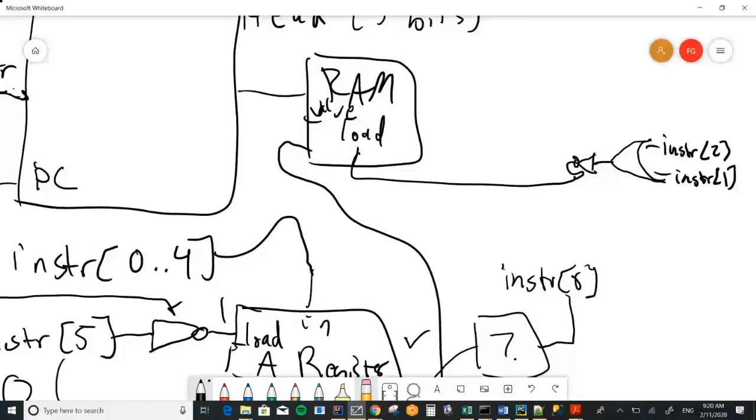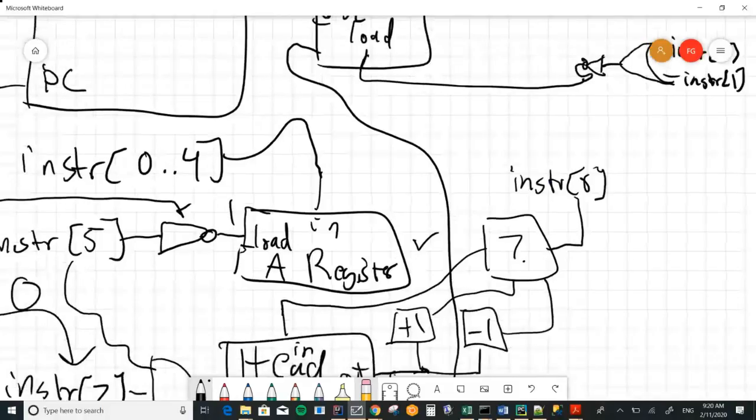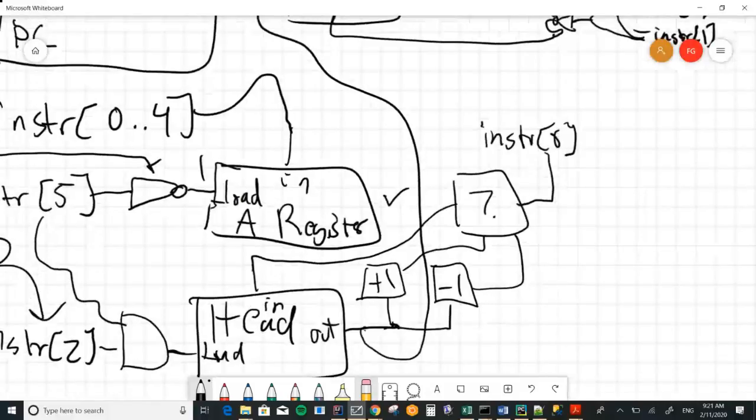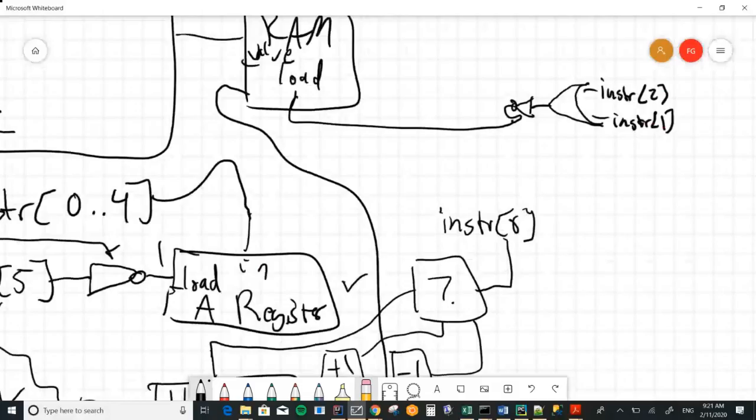Now, for the load bit, is that all we need, or do we need anything else? For the load bit for RAM, do we need anything else? Anything else at all? Hint, you do. There's another little thing we need to do. It's kind of similar to when we were figuring out what we were doing with the load bit on the head register.